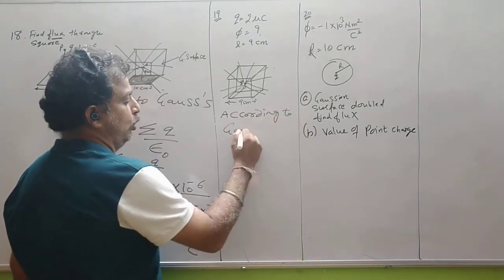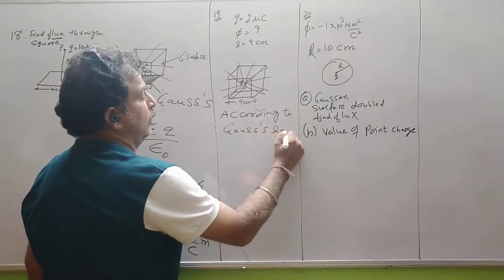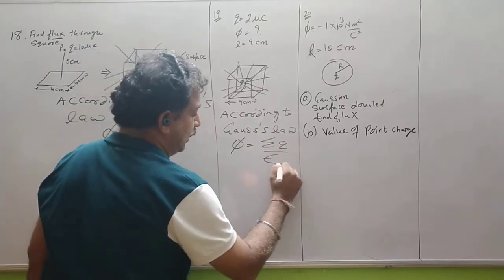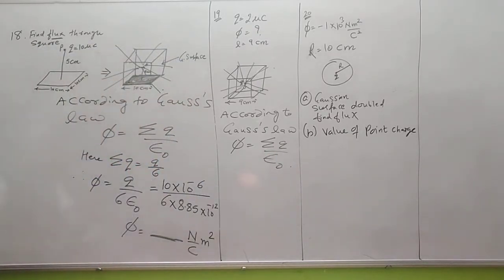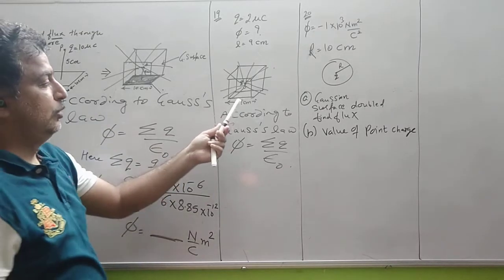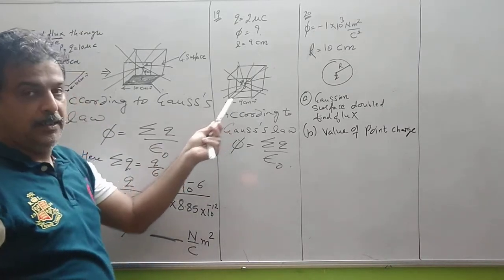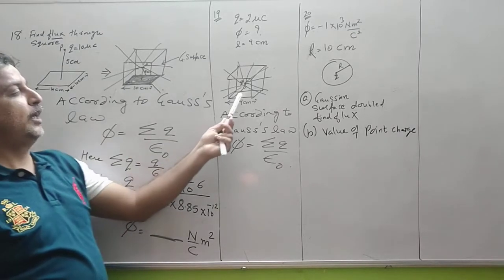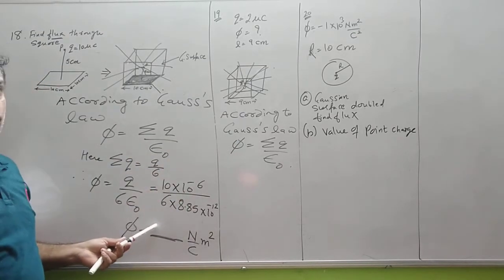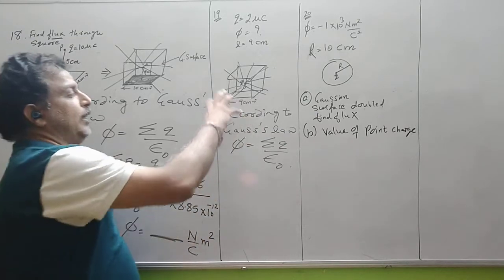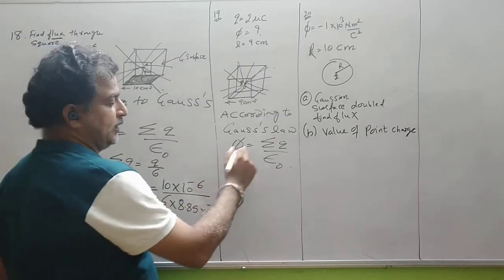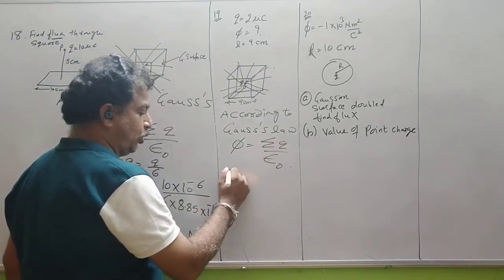According to Gauss law, flux is equal to summation Q upon epsilon naught. Here we have to find out the total flux linked with the cube. So if we have only one face, like the previous question, it was 1/6. If we have to take two faces, I multiply it by 2. Here you have to find out the total flux linked with the entire cube. So total flux is equal to summation Q upon epsilon naught.